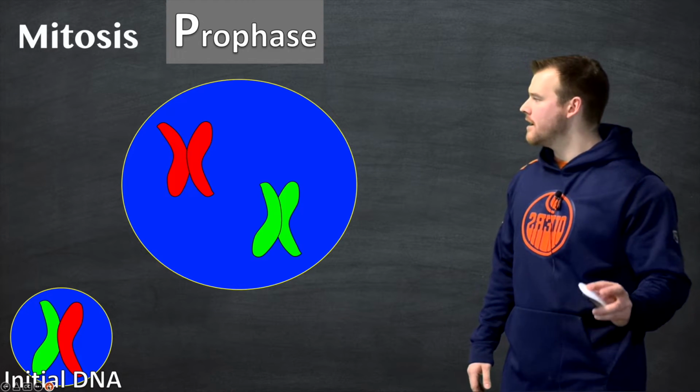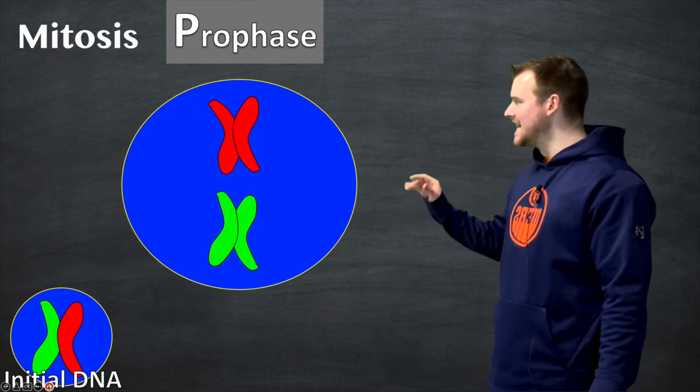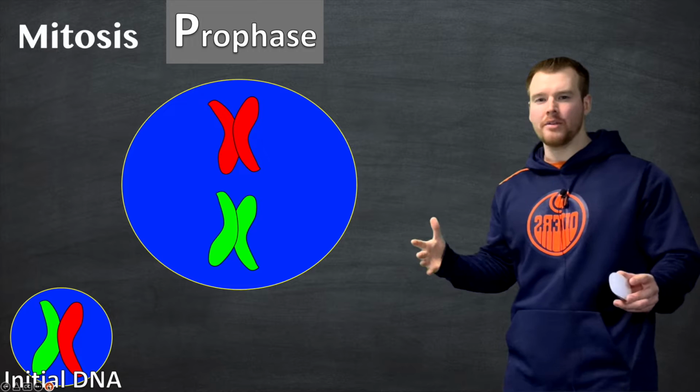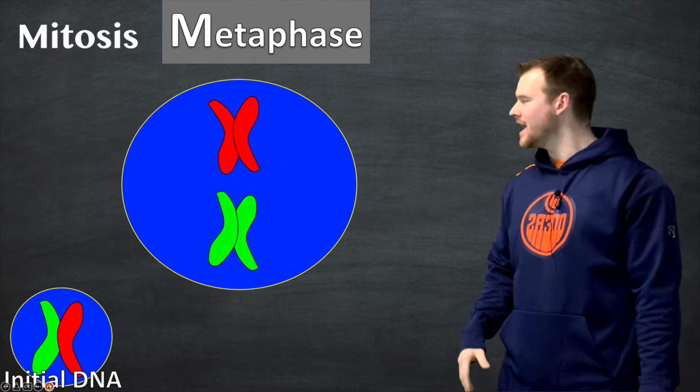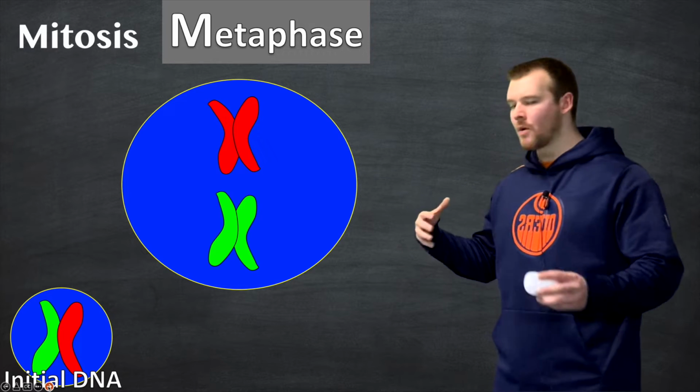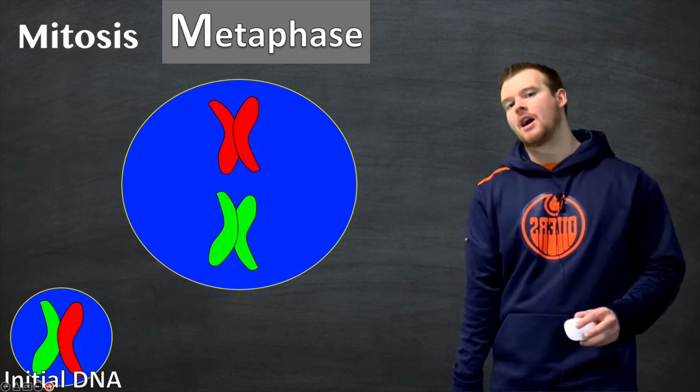Okay. For the next phase, we are going to line them up in the middle of the cell. So we can see they've gone to what's sometimes called the equator, or the middle of the cell, and that process is called metaphase. Now that they're in the middle, we're going to want to pull this apart into two separate copies of the DNA.